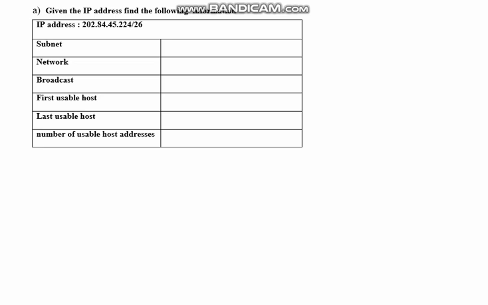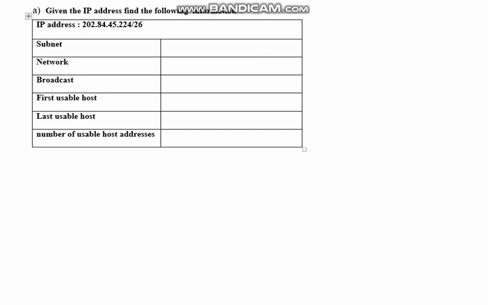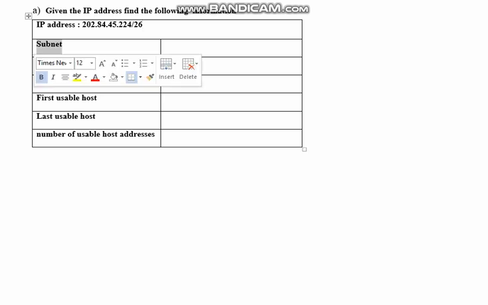Right, what the prefix mask tells you is how many bits from left to right will serve as our network bits and how many bits will serve as our host bits, right? So if the prefix mask is 26, that just tells us that the first 26 bits of this address is actually my network address and the last 6 bits will be my host bits. All right, so let's first try and figure out the subnet for this prefix mask.